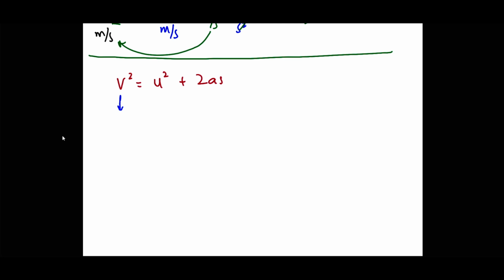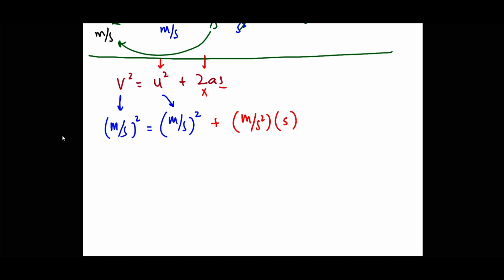So on the left-hand side, we have meters per second being whole squared equals, on the right-hand side, meters per second whole squared, again replacing their velocity units. And similarly, 2 will be ignored. The plus sign separates these two entities individually. And then we have acceleration, which is meters per second square. And then we have seconds, which is being multiplied like this, right?